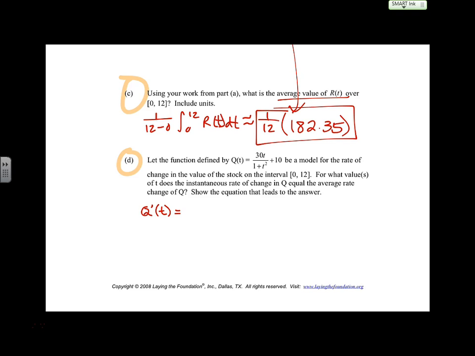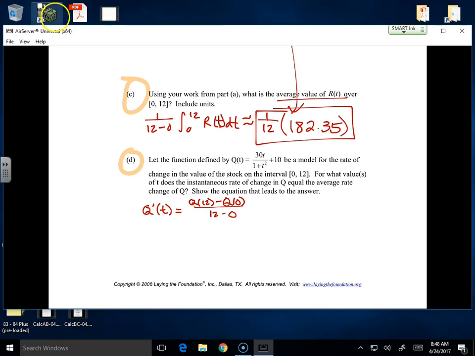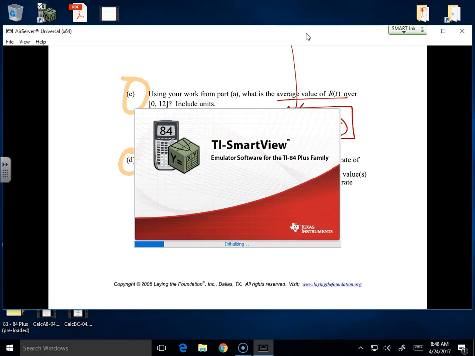What average? From 0 to 12. So the average value, wouldn't that just be Q of 12 minus Q of 0, all over 12 minus 0? Okay, how do we do this in our calculators? How do we have our calculators help us? What am I going to put into my calculators? You'd put in the Q formula for Y1, because you can do Y1 of 12 minus Y1 of 0 all over 12 minus 0. Can't we do that in our calculator?